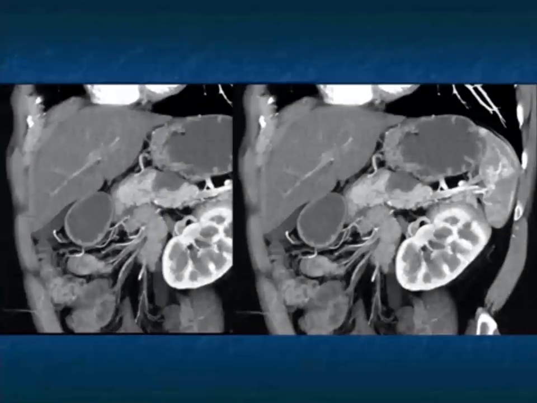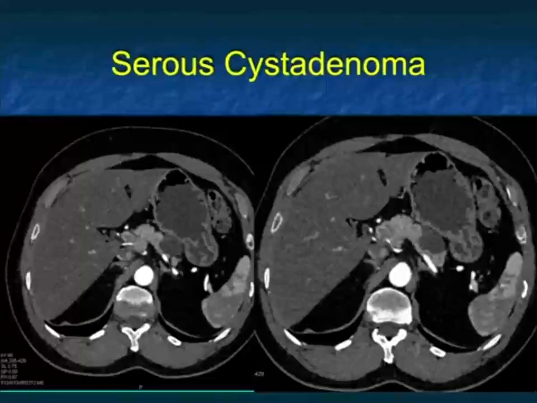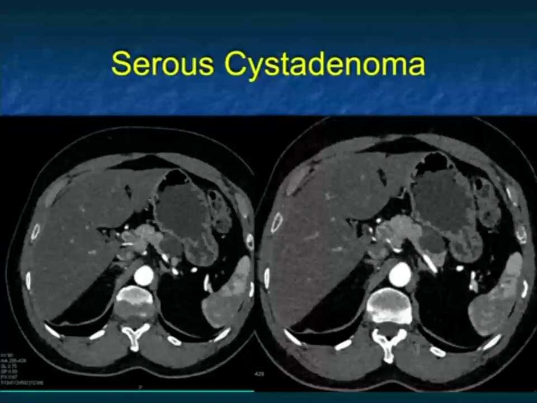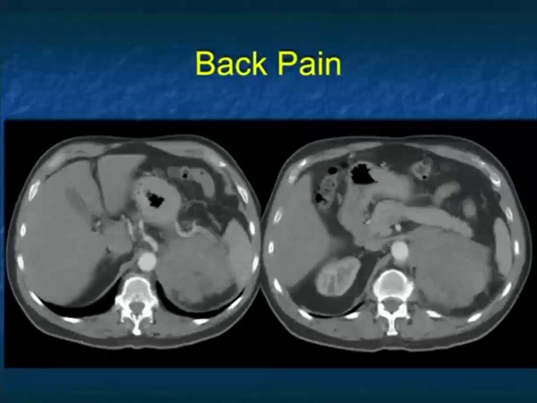There it is, nicely on the volume rendering. And guess what? Another serous adenoma. A lesson in being humble, right? It can be a very difficult call. For the patient, serous adenomas are a good diagnosis. They're always benign. They have no malignant potential.